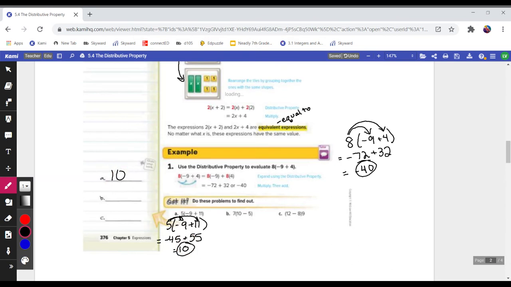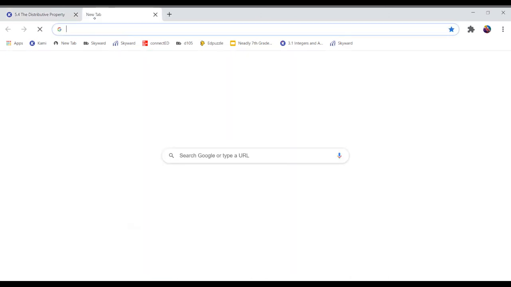Letter B, 7 times the quantity 10 minus 5. Well, 7 times 10, actually, before I even do that, there's subtraction, so I'm going to change that into adding a negative 5. So 7 times 10 becomes 70. 7 times negative 5, I'm going to add a negative 35. 70 plus negative 35 equals 35. So letter B is 35.